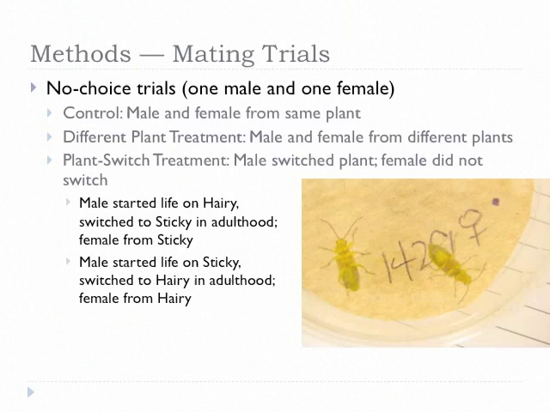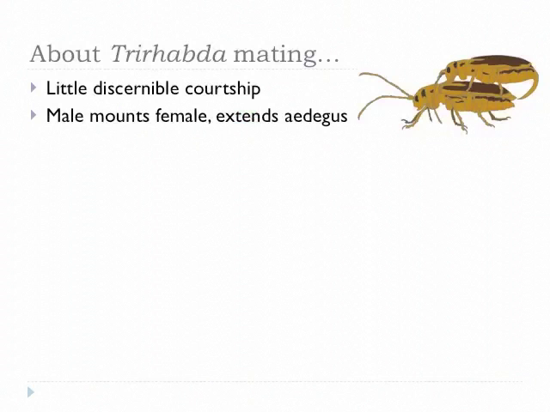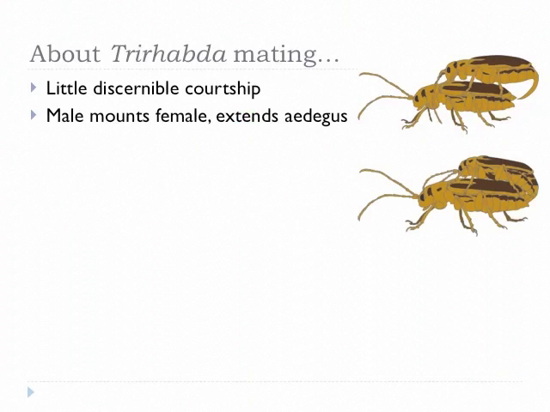Well, let's think about the controls versus the different plants first, and then we'll deal with the switch. That's much simpler, so we'll look at those results first. But first, let me explain a little bit about their mating behavior.